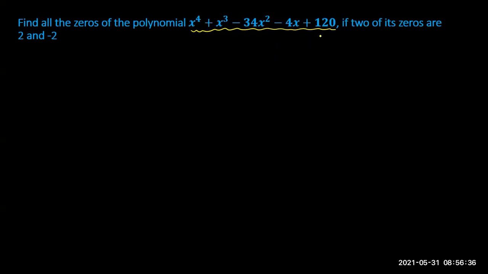Out of the 4 zeros, 2 zeros are given to us: 2 and minus 2. These are the 2 zeros, correct? So using these 2 zeros, we need to calculate the remaining 2 zeros. Totally it will have 4 zeros. Two they have given us, and the remaining 2 we need to find out. Are you clear?